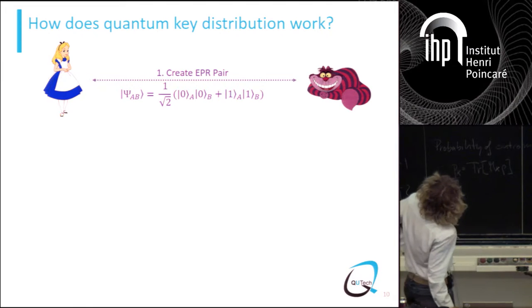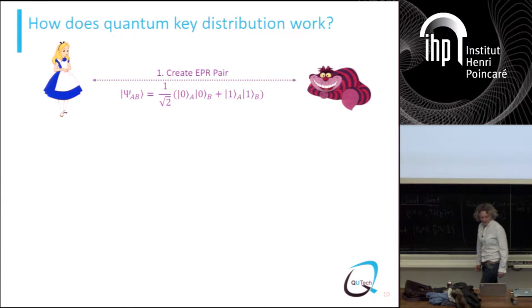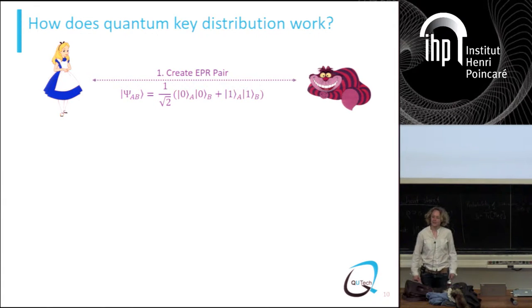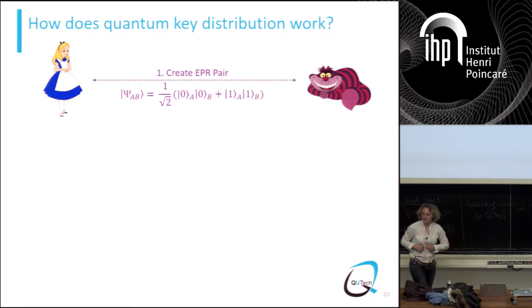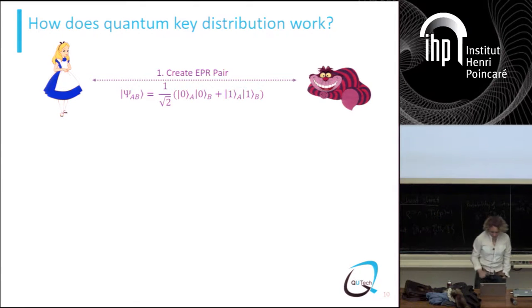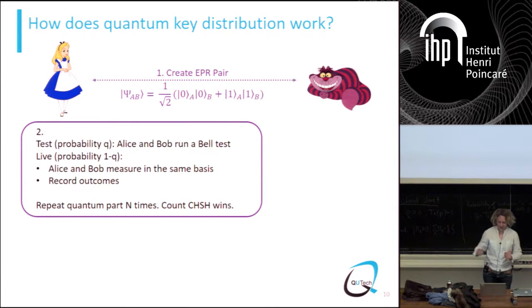So you've already seen now what the idea of quantum key distribution is. One cartoon version of looking at it is to say that Alice tells her device, please make the EPR pair, and let's send the B qubit over to Bob. Of course, Eve might now mount some kind of attack. In fact, she might entangle herself with the system somehow. And then they keep doing this many times. In each round they decide whether to test or to use the round for making key, and they do this many times, and they count the number of CHSH wins.